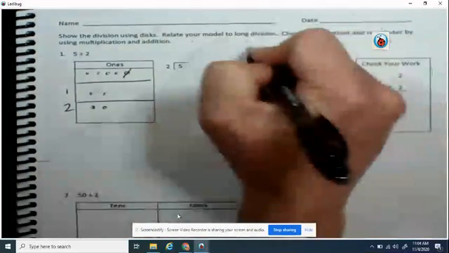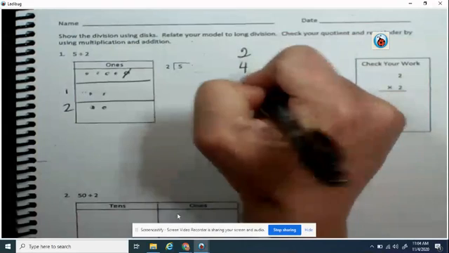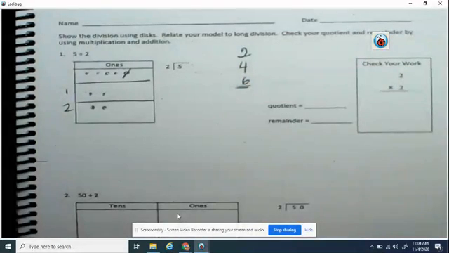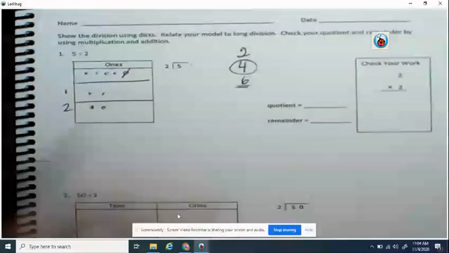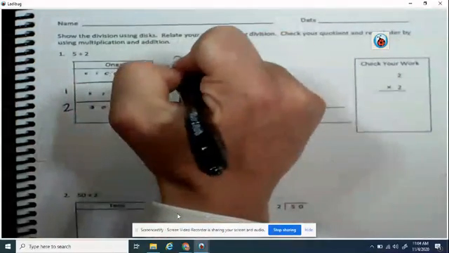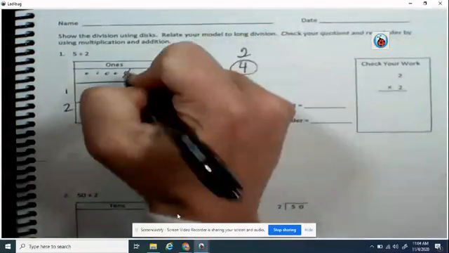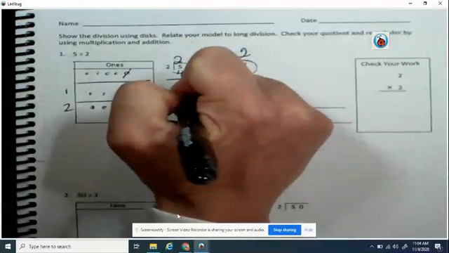So let's come over here. If I count by 2s, 2, 4, 6. I can't do 6. I can't do 3 groups. That's too big. I have to stop right here at 2 groups, which uses up 4. So 2 times 2 is 4. I've used up 4. I've got 1 right here left over.